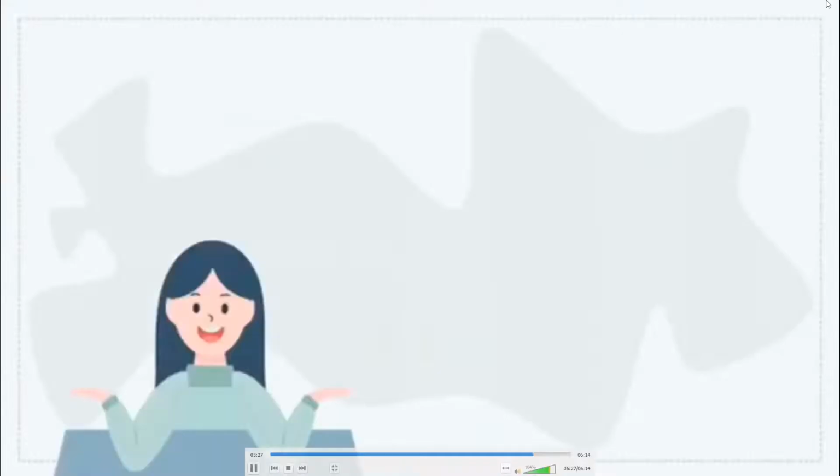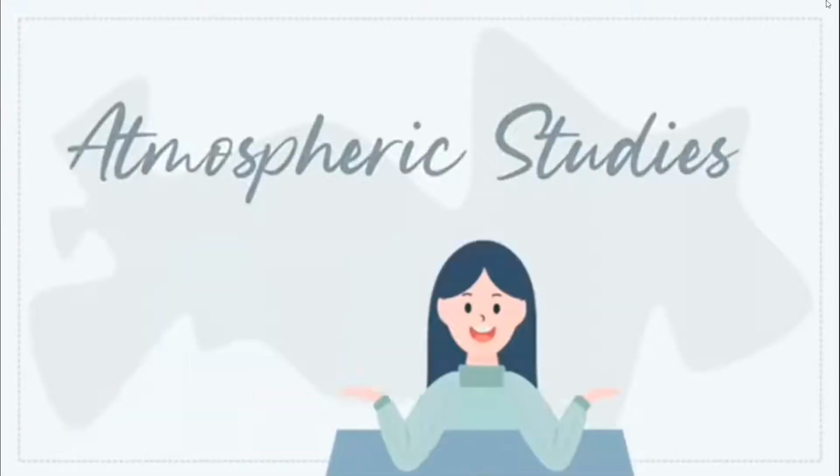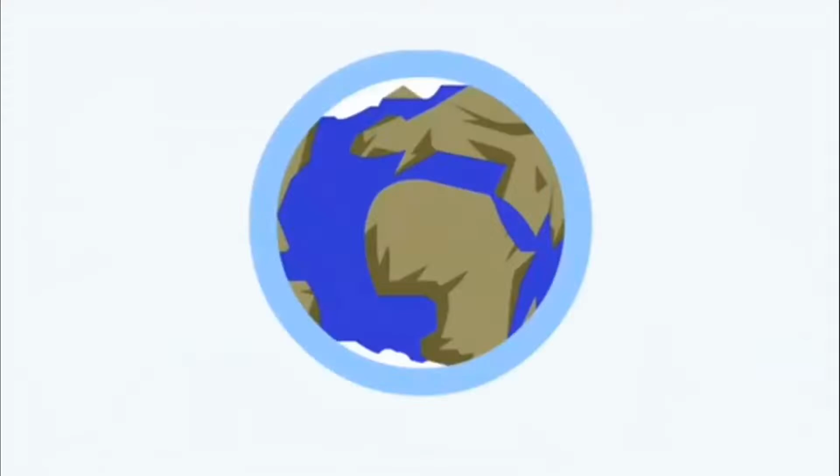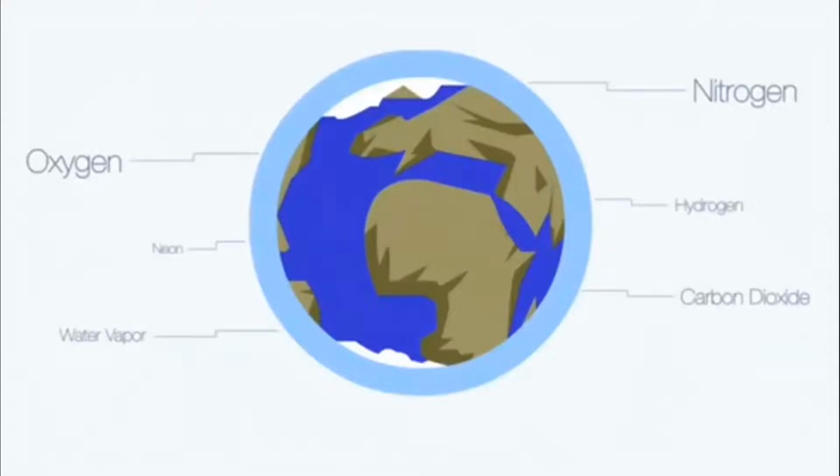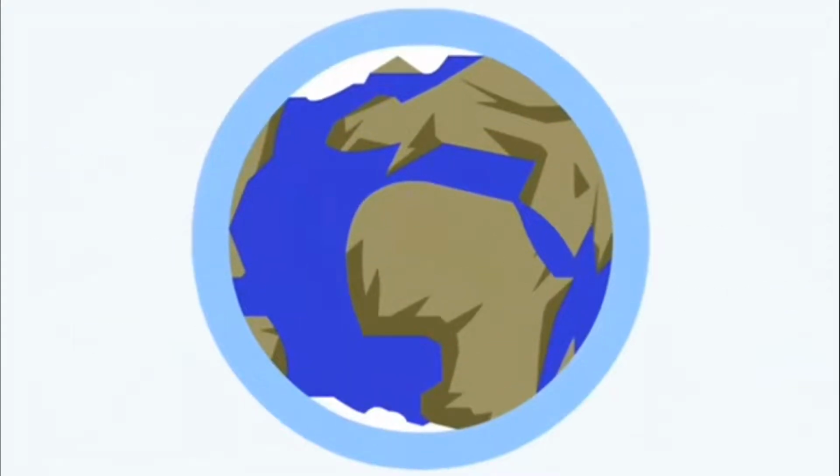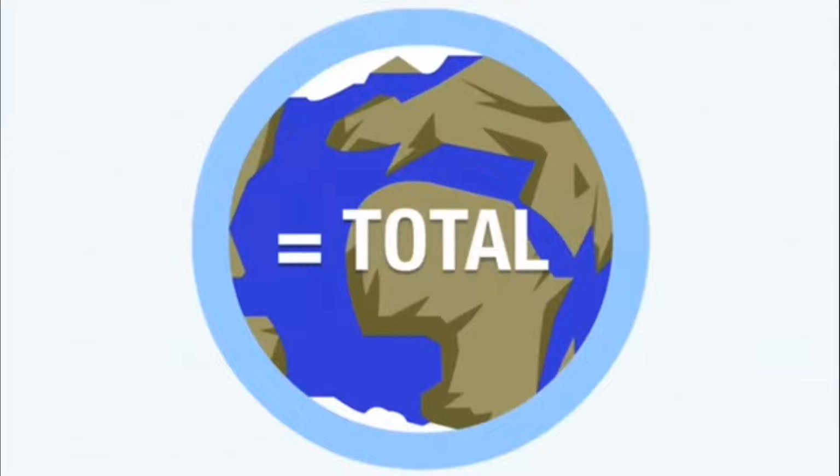Lastly, we have Dalton's law of partial pressures, discovered by John Dalton in 1801. This law states that the total pressure exerted by a mixture of gases is equal to the sum of the partial pressures of the individual gases. This law is especially applied to atmospheric studies. The atmosphere is made up of gases, mainly nitrogen, oxygen, carbon dioxide, and water vapor. Put together all the partial pressures of these individual gases, we get the total atmospheric pressure.